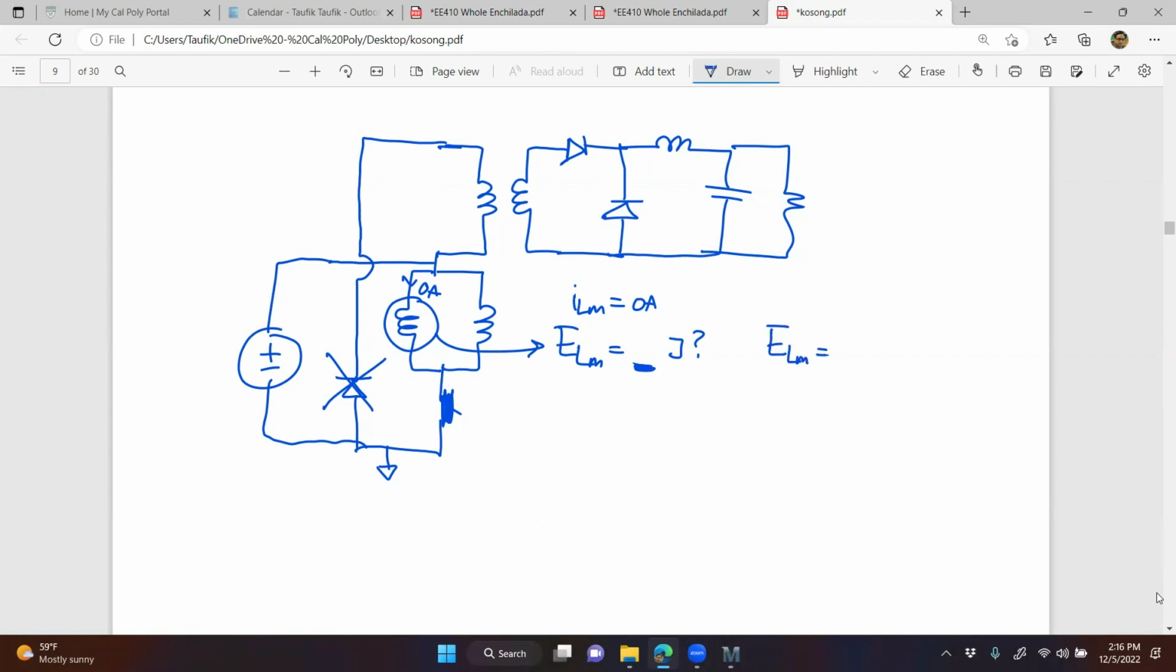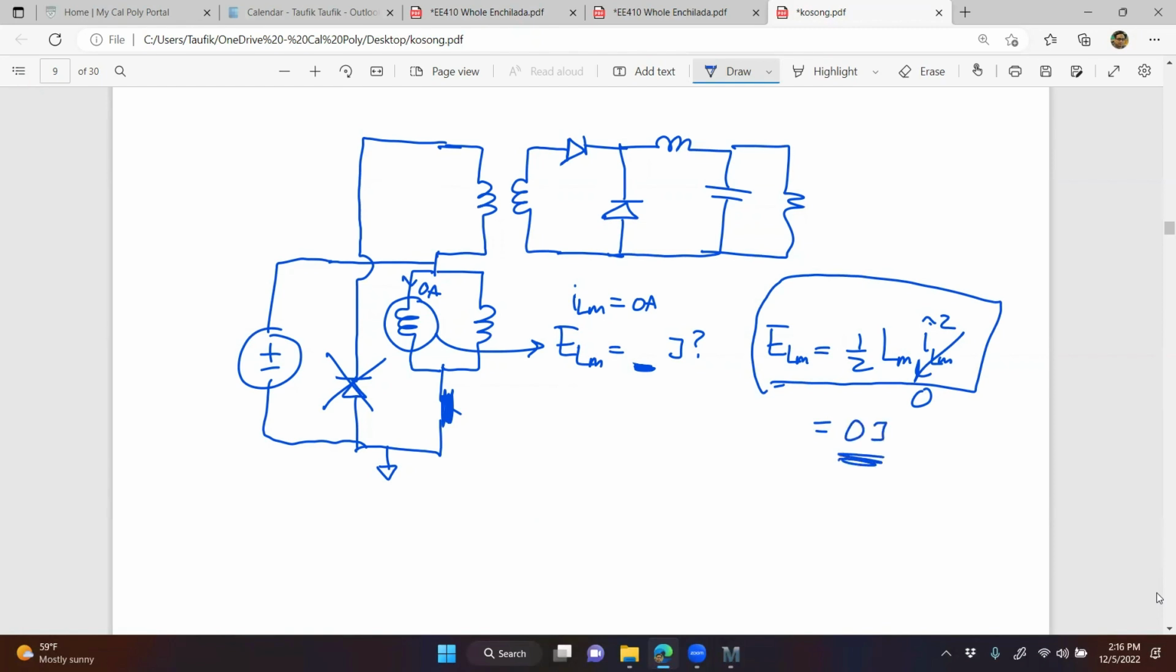What is the equation for energy of an inductor? From physics? One half Lm I Lm peak squared, right? One half L i squared. You remember this equation? So if ILM is 0, that means the energy stored in the inductor LM is 0 as well, 0 joules.